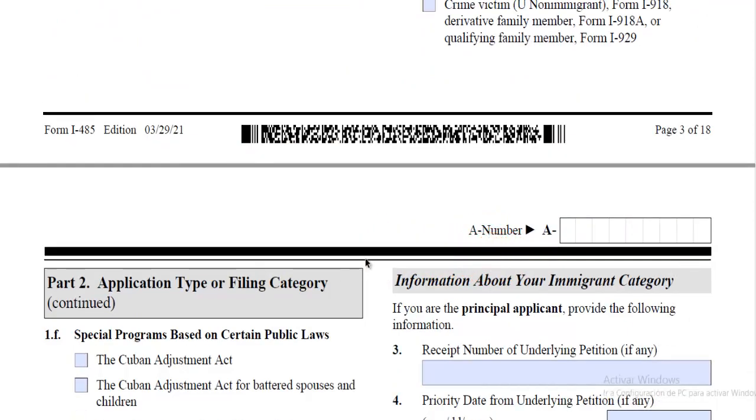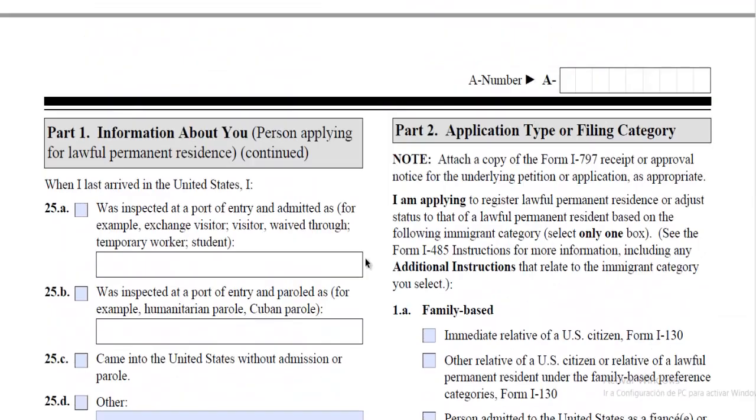Part two is application type or filing category. Put an X in the box that applies to you. For example, you will choose box 1A if you are applying through family and are either an immediate relative or preference relative with a current priority date and a right to use the adjustment of status procedure. Box 1B.